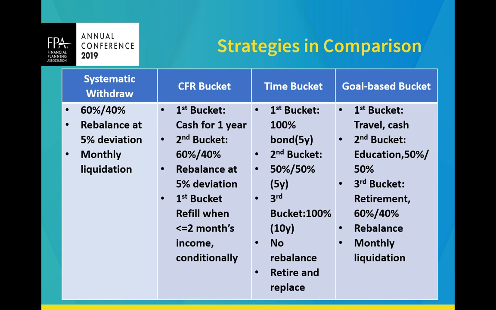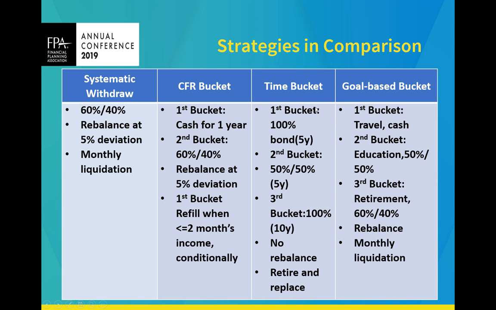Then we get a cash flow reserve bucket strategy. We assume the first bucket is cash, and the second bucket is called total portfolio, which is basically the systematic portfolio without rebalancing. They have a 5% deviation. It will be refilled when you have less than 2 months of income, conditional on positive returns in at least 2 asset classes. So they have some conditions here: the previous year's rolling return is positive. That's just the refill strategy.